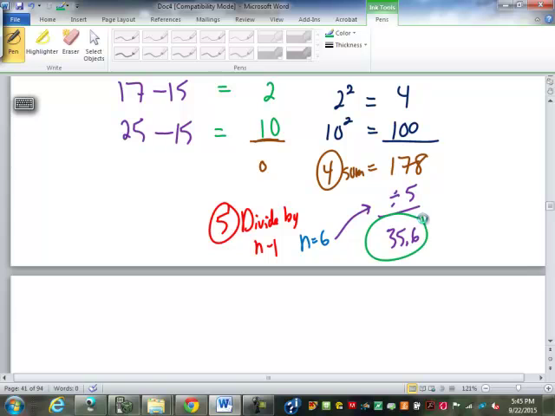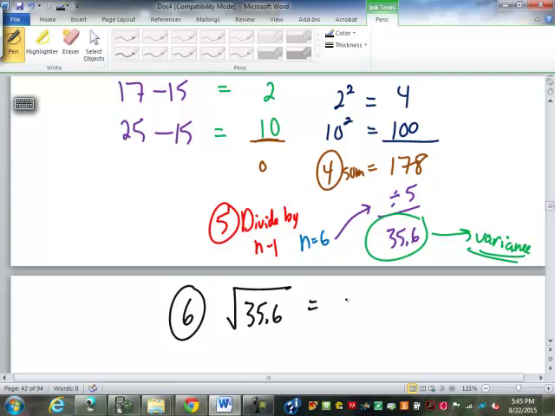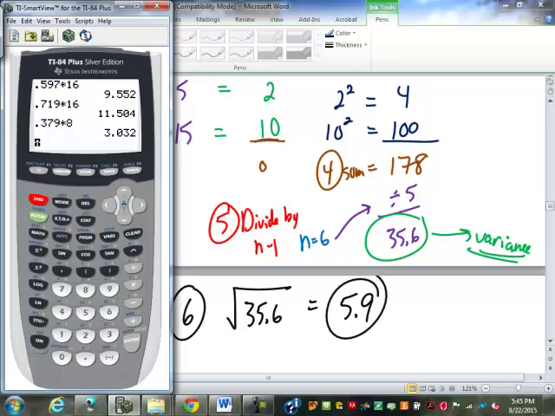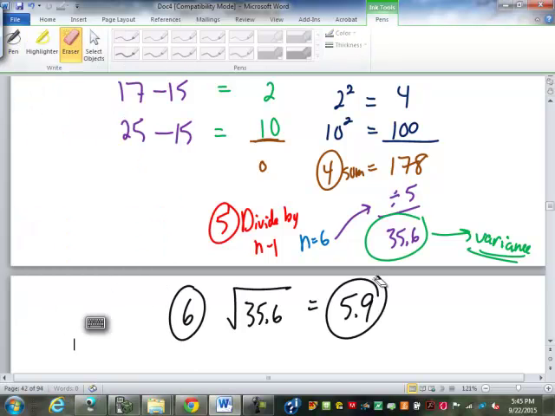If you were asked, this number, by the way, is the variance. Stop right there, that's the variance. What is our final step for finding the standard deviation? Square root. Square root of 35.6, approximately 5.9.966, so we'll go 5.97.